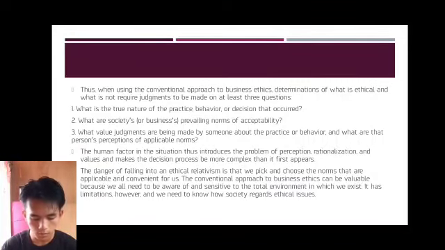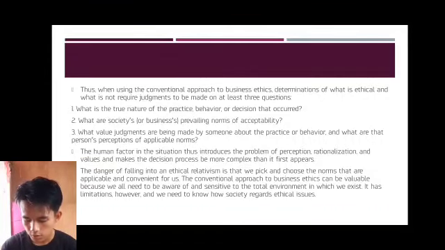perception, rationalization, and values, and makes the decision process more complex than it first appears. The danger of falling into unethical relativism is that we pick and choose the norms that are applicable and convenient for us.